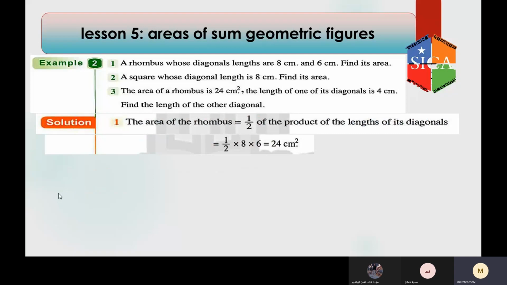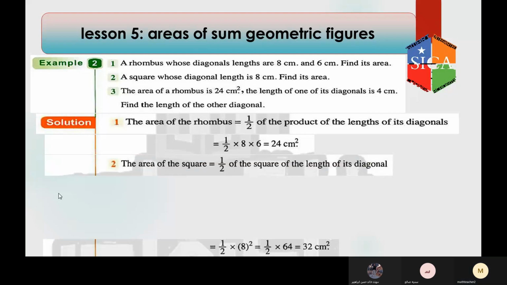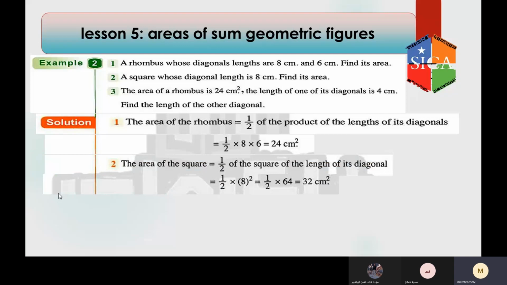The second one, a square whose diagonal length is 8. Just one diagonal. The square has 2 equal diagonals. Then one of them is 8, so the other will equal 8. Find its area. The area of the square equals half diagonal square, or half diagonal times diagonal. Half times 8 times 8. Then the area will equal half times 8, which is 4, times 8 equals 32. Half times 64 equals 32.